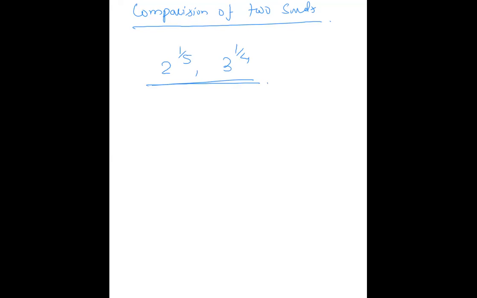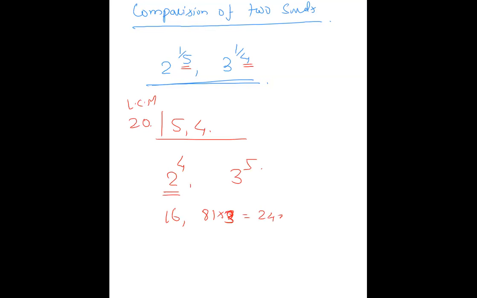Which one is greater? What you have to do: what is the order of the first one? 5. What is the order of the second one? 4. So take the LCM of both, which comes to 20. Giving power 20 to both numbers, we get 2 to the power 4 and 3 to the power 5. I know 2 to the power 4 is only 16, and 3 to the power 5 is 81 times 3, 243. Obviously 243 is greater, so we can say 3 to the power 1 by 4 is always greater than this number. Is it okay?